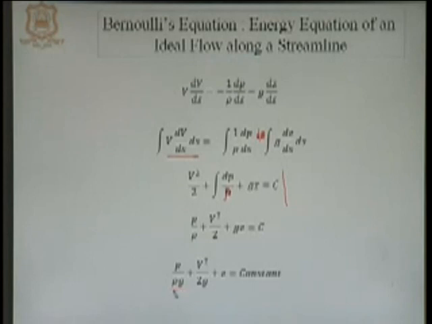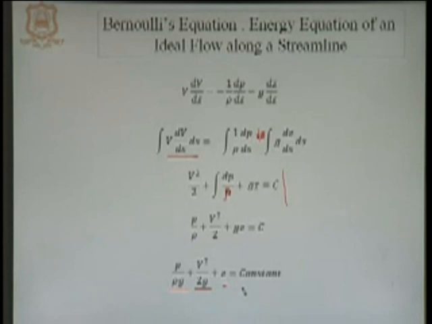Now, if we look at this equation, then this term P over rho g is known as pressure energy, V square divided by 2g is known as kinetic energy and z is known as potential energy. So, with the help of this equation, we can state that for steady incompressible irrotational flow along a streamline, the summation of these energies, pressure energy, kinetic energy and potential energy, will remain the same along the streamline.